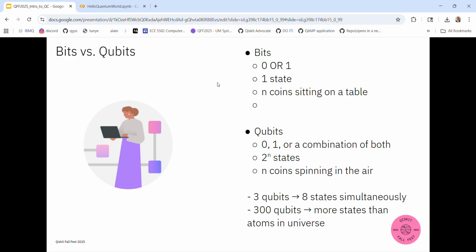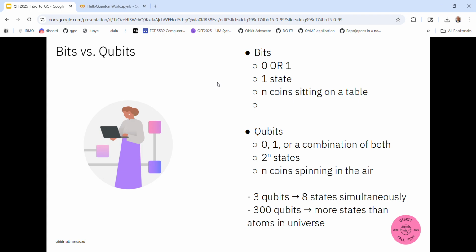Let's talk about bits versus qubits. A qubit is simply the quantum version of a bit. Where a bit is in 0 or 1, it represents one state. Think of it as n coins sitting on the table. At any one time, you only have one state. Coin 1 is heads, coin 2 is tails, coin 3 is heads, coin 4 is heads. That's one state. Whereas qubits can exist as 0, 1, or a combination of both.